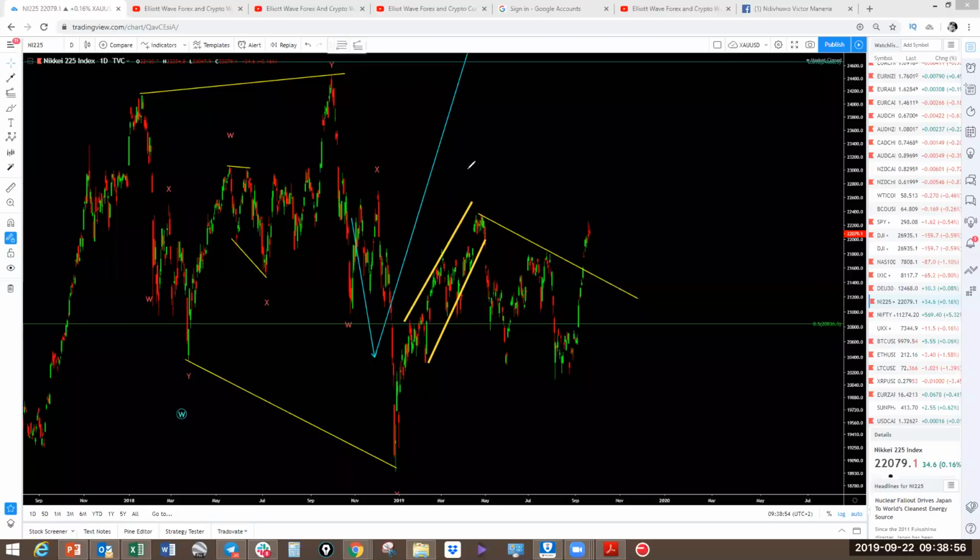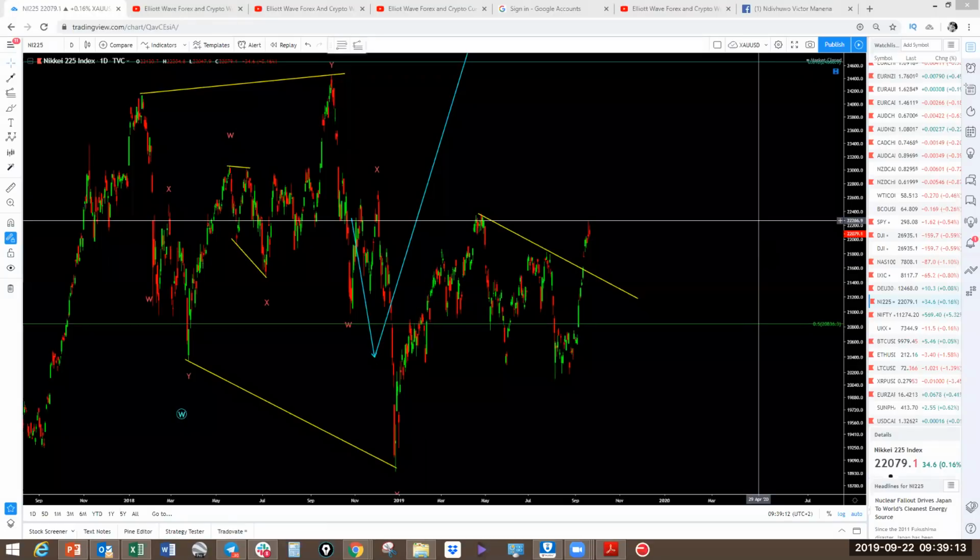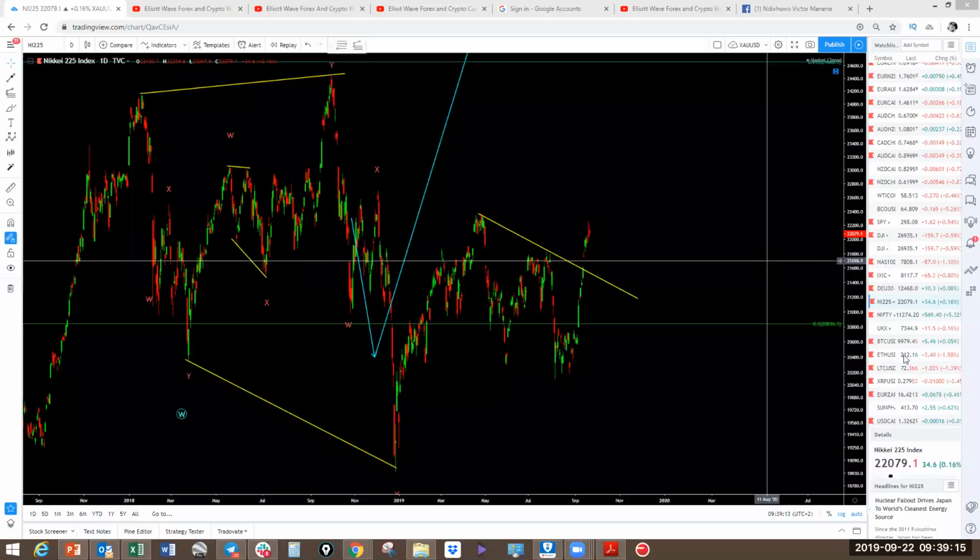Okay, so that is an ABC structure. 1, 2, 3, 4, 5, and that will complete that structure. So a bit of a pullback here and a push higher. It's a corrective structure that you're waiting for there. That is the NIKKEI. Lastly, the NIFTY.